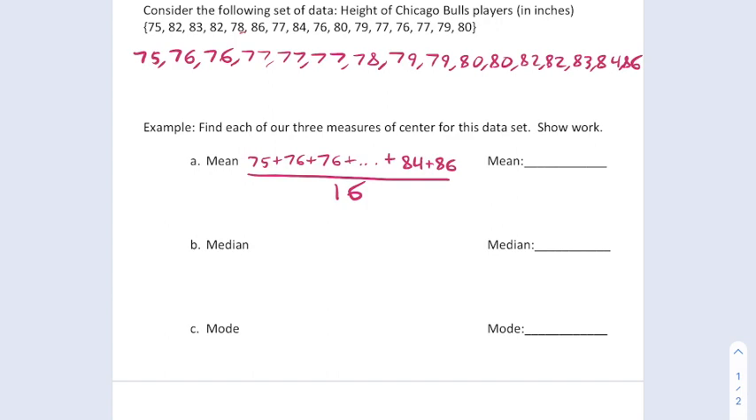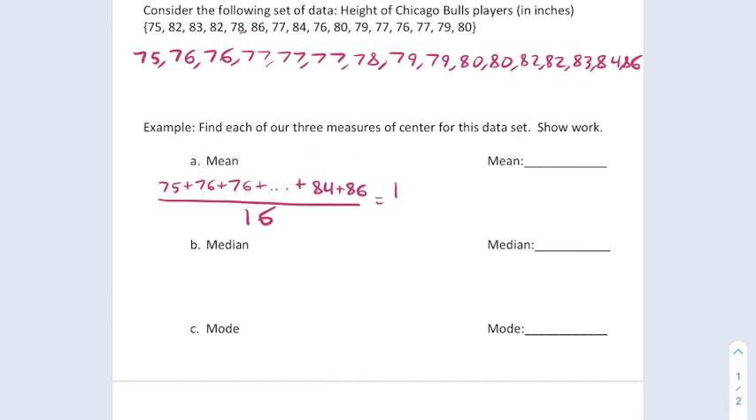To save myself some space down here, because I can see all the numbers up above, to show my work, I just showed some of the numbers and then put that little dot dot dot in the middle to show that I'm leaving some of the numbers out in this visual down here. So when I add up all those numbers, I get 1271 divided by 16, which gives me a mean of 79.4 inches. If you're curious, that's just a little bit over 6'7".